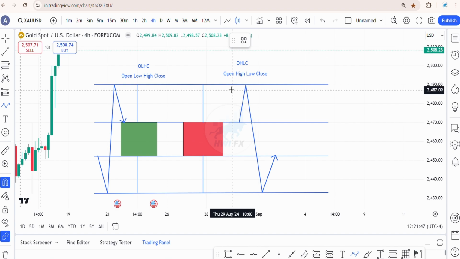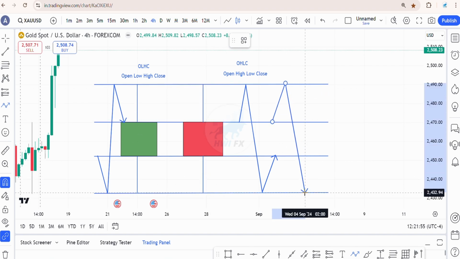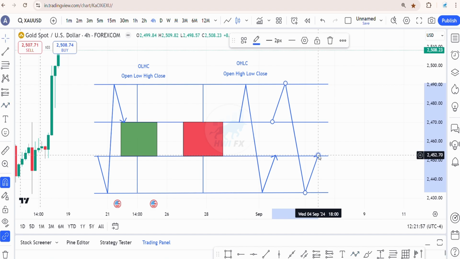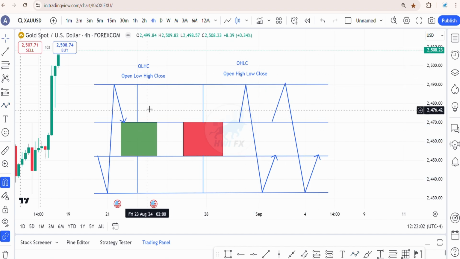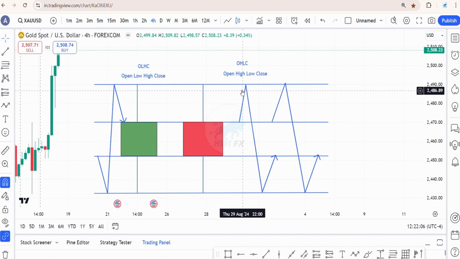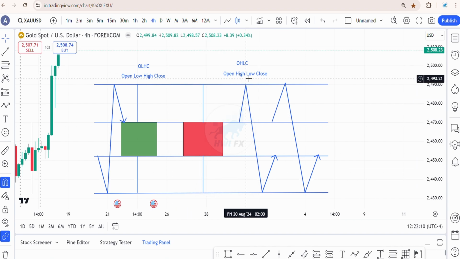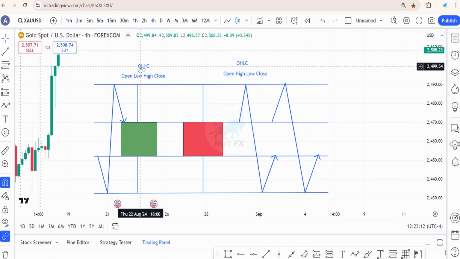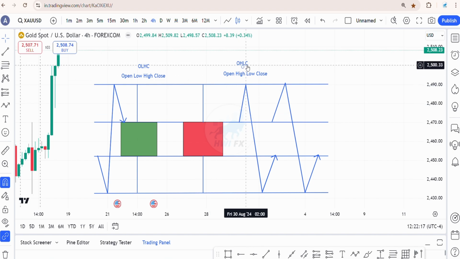Okay, now we come to the bearish candle. So a bearish candle will have an opening price like this. It will be open, high, low, it will create a low, and then it will close like this. So it will have open, high, low, close. So this is the way a bullish candle forms in the market, and this is the way a bearish candle forms in the market. Okay, so this is all about OLHC and then OHLC.